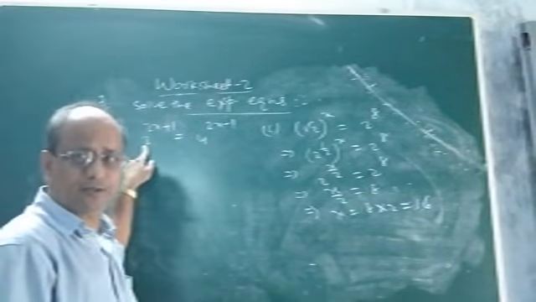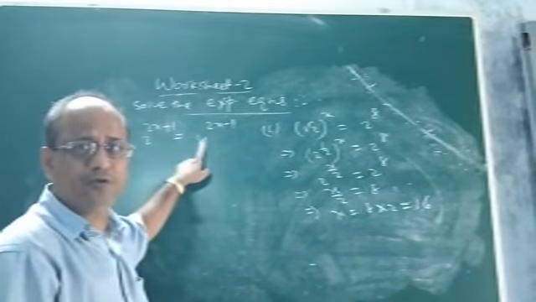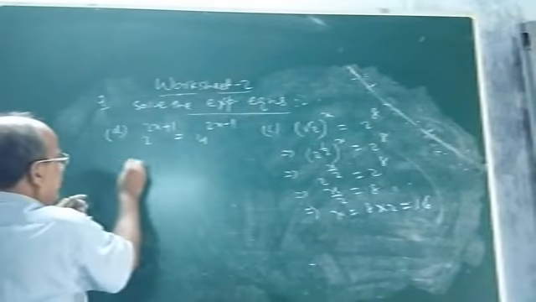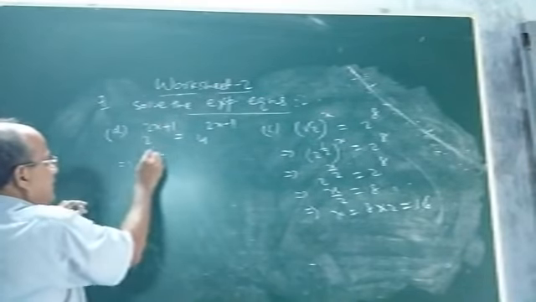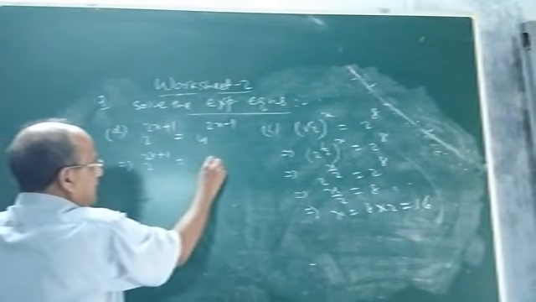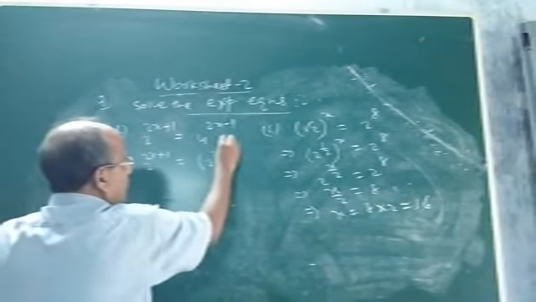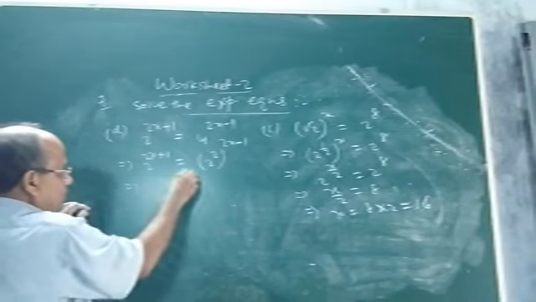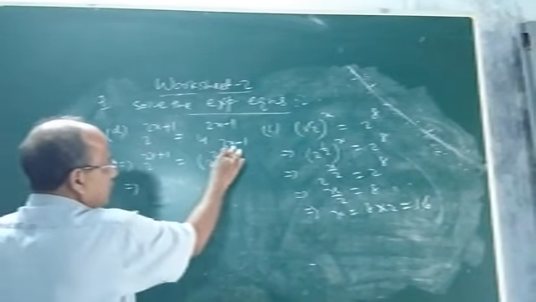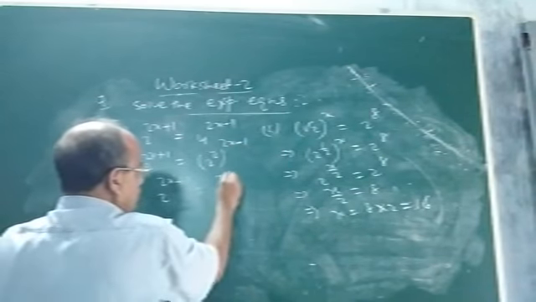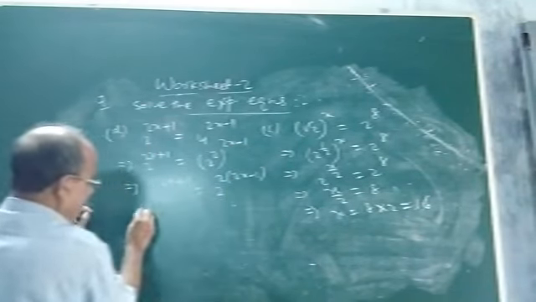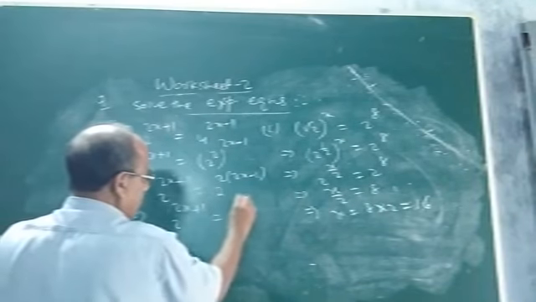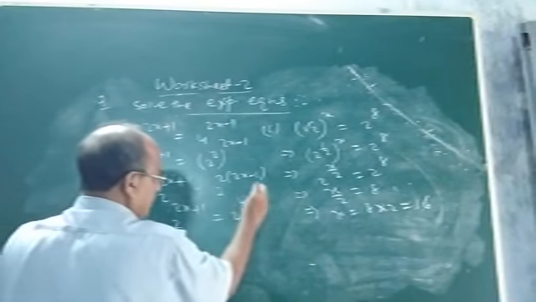See, here the base is 2, but here the base is 4. So first express this base 4 as base 2. How to do it? Let the left hand side be constant. Now 4 can be written as 2 squared, so (2 squared) whole to the power 2x minus 1. Now this will be 2 to the power 2x plus 1 equal to 2 to the power 2 into 2x minus 1. And this will be 2 to the power 2x plus 1 equal to 2 to the power 4x minus 2.